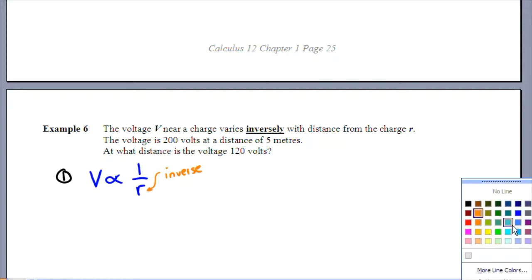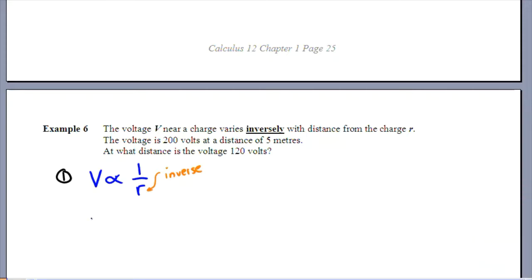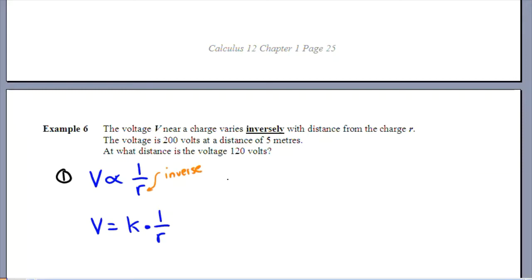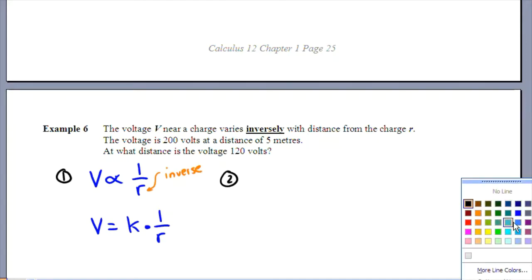Okay, be nice to write that with a constant of proportionality in there. So how about this? V is equal to some constant of proportionality multiplied by 1 over R. Okay, step 2, let's go and find the constant in this situation. So I'm going to go and run some numbers here.